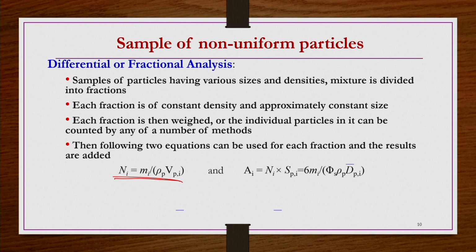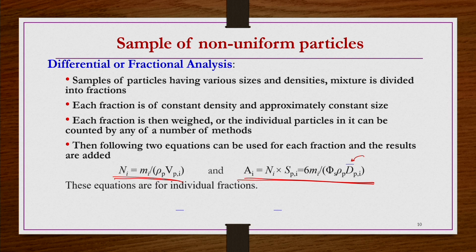So, similarly the surface area of the sample retained on a particular screen increment i would be Ni into Spi, that would be 6 mi by phi s rho p dpi bar. So, now here it is not dp but dpi bar, the average diameter of the sample that the ith increment is having, retained on that ith increment.